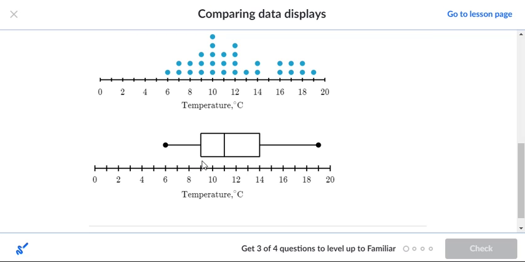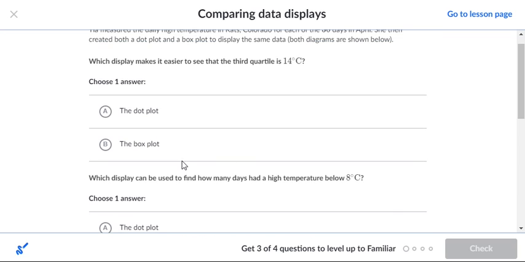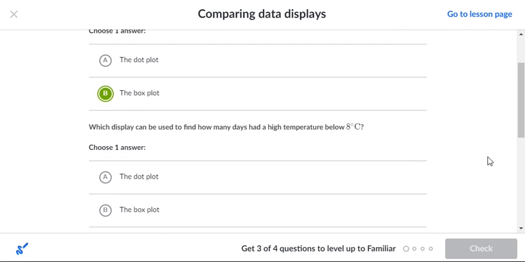Now the quartile is the beginning of the box here. So this is a quartile and this is a quartile. This quartile is between the middle number, the median, and the smallest number, which is 6. So this right here would be 9. The other quartile would be between the median and the highest number, and that appears to be 14. So these are your quartiles. Quartiles are mentioned with box plots. So when it talks about a quartile here, we want to go to a box plot.